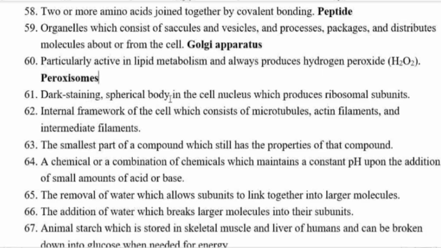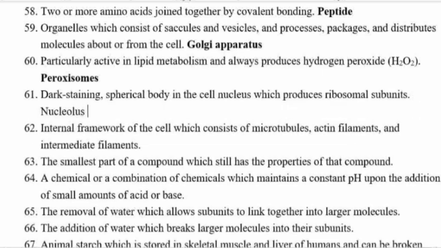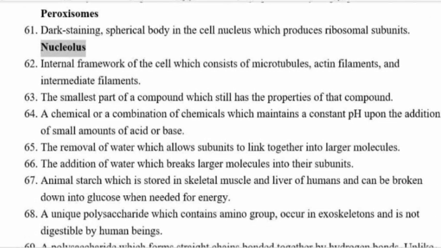Question number 61. A dark staining spherical body in the cell nucleus which produces ribosomal subunits. What name will you give to this one? You may refer to this one as nucleolus. Nucleolus.